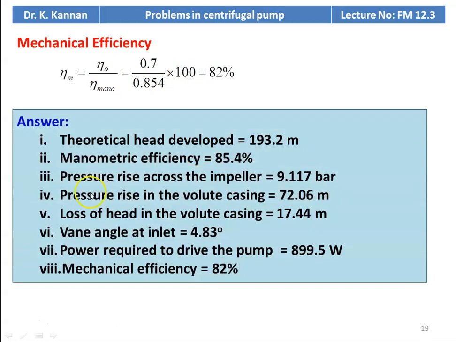So the answer to the problem: theoretical head developed by the pump 193.2 meter, manometric efficiency 85.4%, pressure rise across the impeller 9.117 bar, pressure rise in the volute casing 72.05 meter, loss of head in the volute casing 17.44 meter, vane angle at the inlet 4.83 degree, power required to drive the pump 899.5 watts, and mechanical efficiency is 82%.